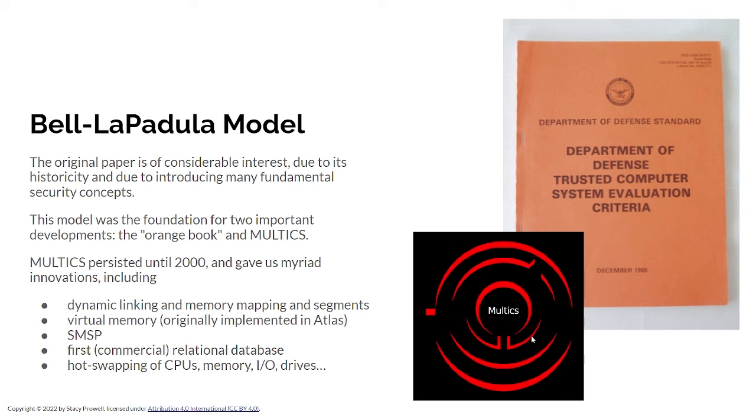The other is Multics. Multics is an operating system. It survived until around 2000, and it gave us a lot of innovations: dynamic linking, virtual memory, SMP, the first commercial relational database, hot swapping of things like CPUs and memory. All of that came to us through Multics. So it's very innovative and very important in the history of computing.